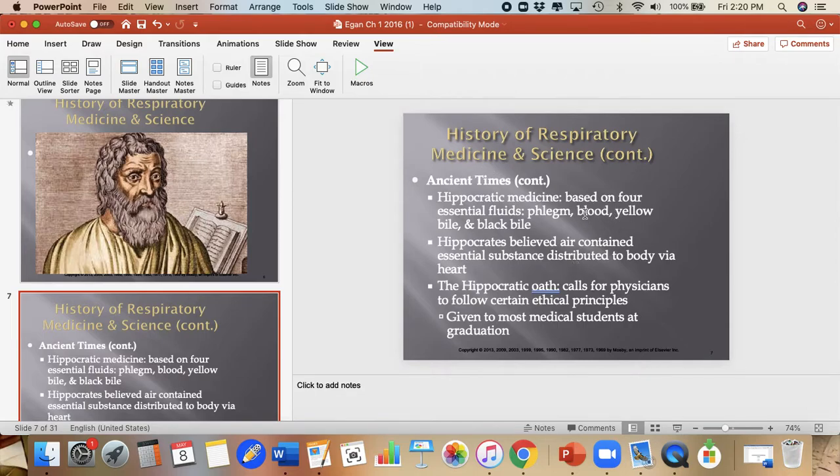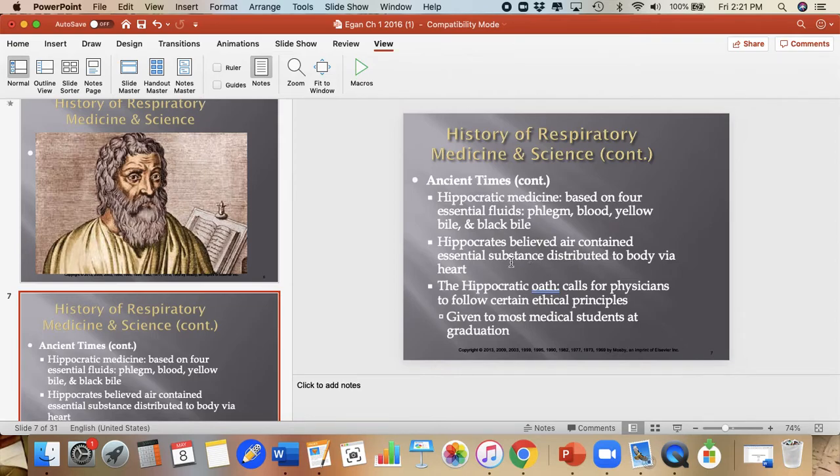He had this idea that health was based on 4 essential fluids: phlegm, blood, yellow bile, and black bile. He believed that the air contained something in it that was distributed into the body. Air contained an essential substance distributed to the body via the heart. Basically, the air contains something that creates life in the body, and that substance is pumped throughout the body by the heart.